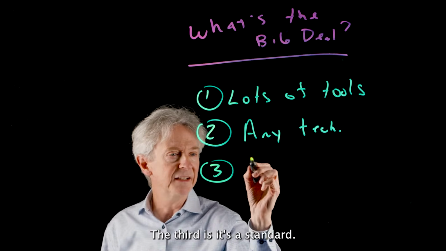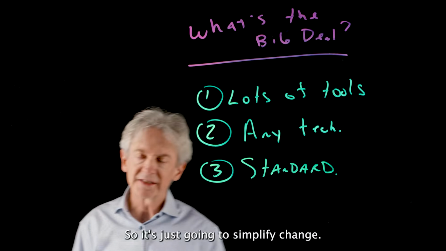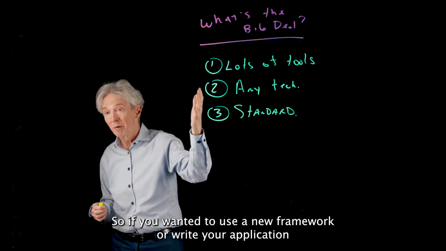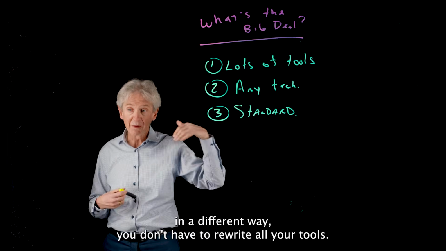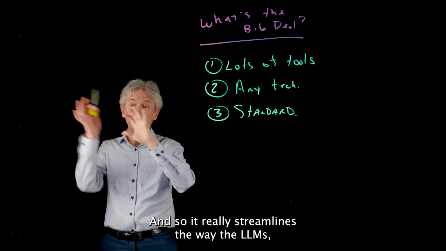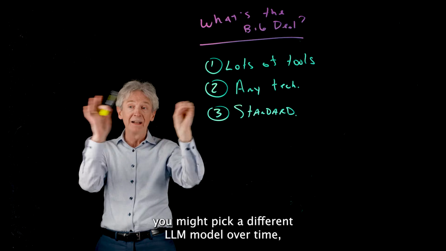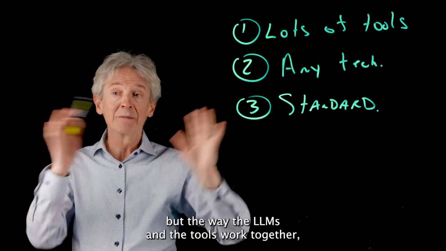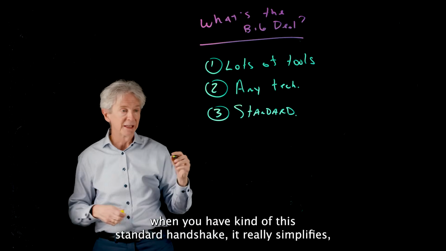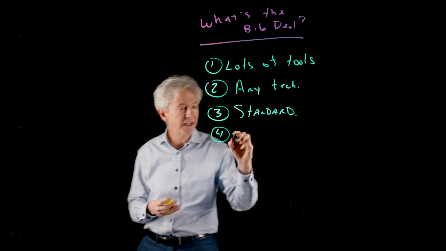The third is it's a standard. So it's just going to simplify change. So if you wanted to use a new framework or write your application in a different way, you don't have to rewrite all your tools. And so it really streamlines the way the LLMs, you might pick a different LLM model over time, but the way the LLMs and the tools work together, when you have kind of this standard handshake, it really simplifies things and allows you to change more easily.